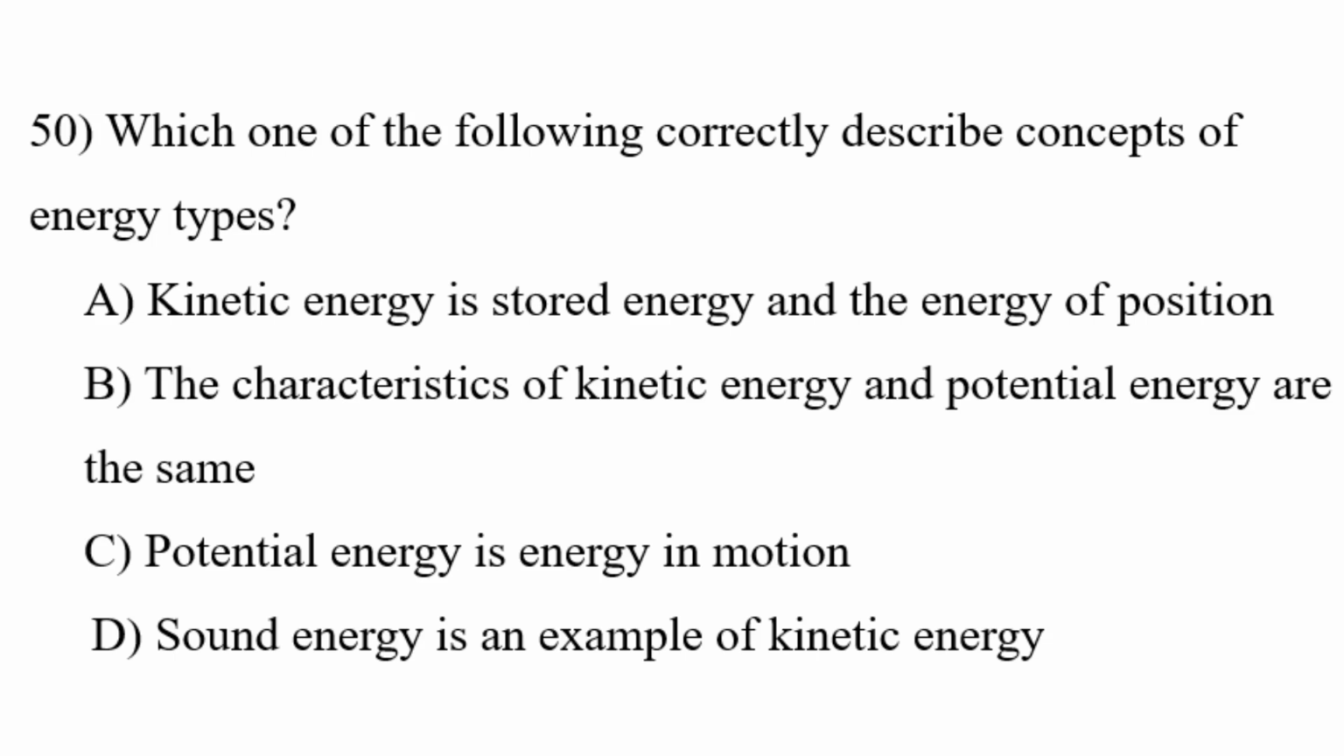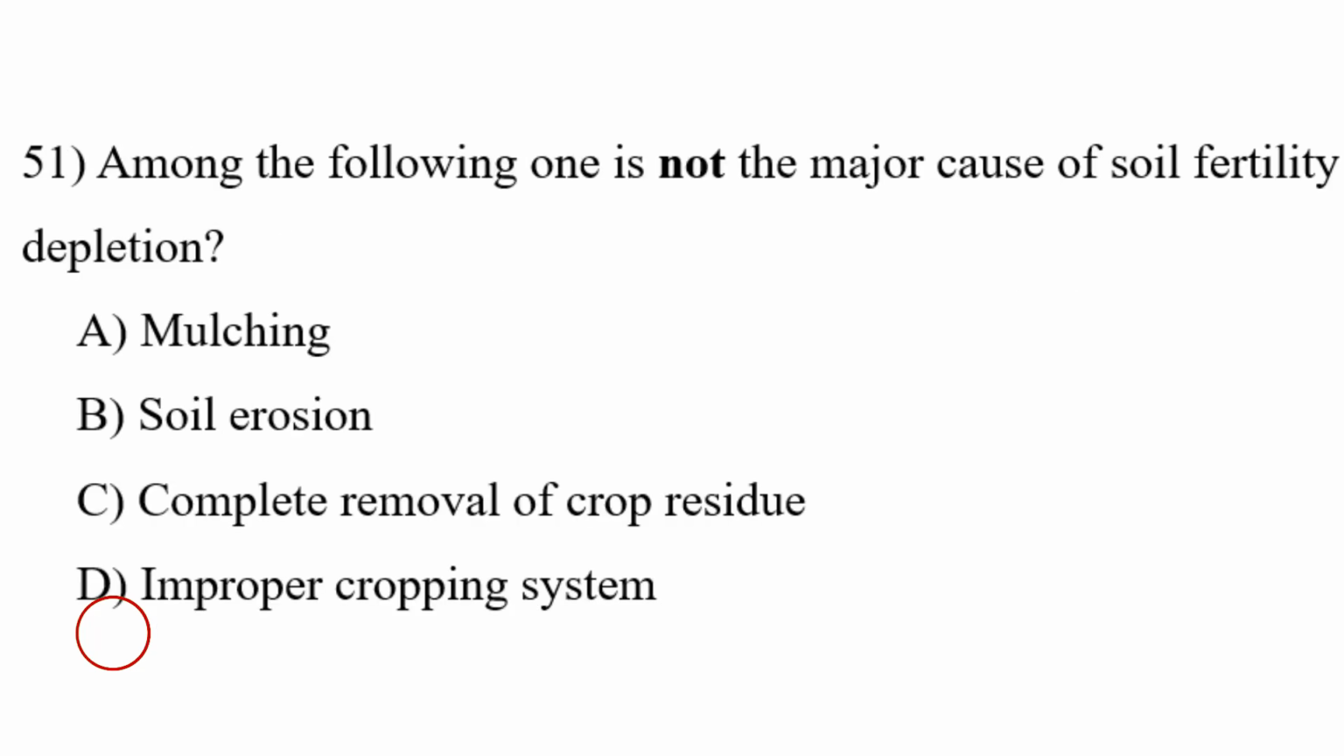50. Which one of the following correctly describes concepts of energy types? A. Kinetic energy is stored energy and the energy of position. B. The characteristics of kinetic energy and potential energy are the same. C. Potential energy is energy in motion. D. Sound energy is an example of kinetic energy. Answer: D. Sound energy is an example of kinetic energy.